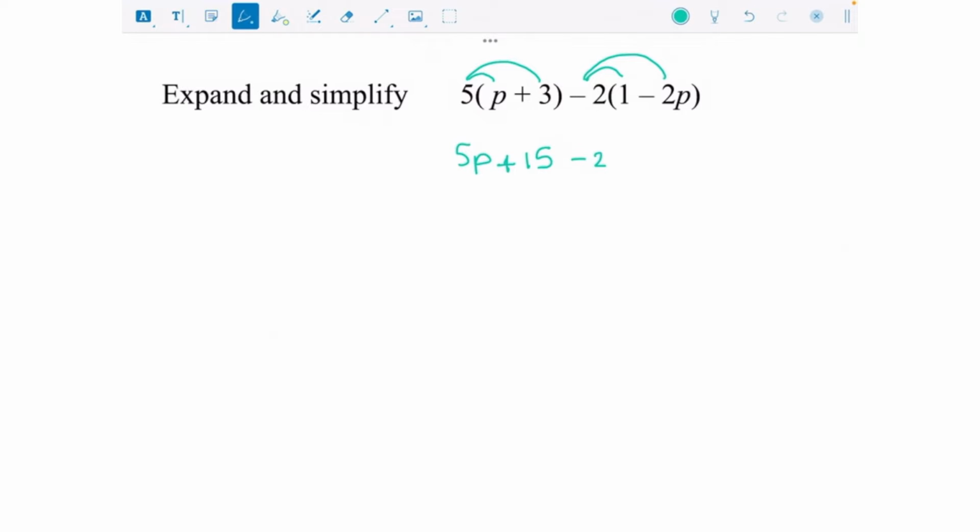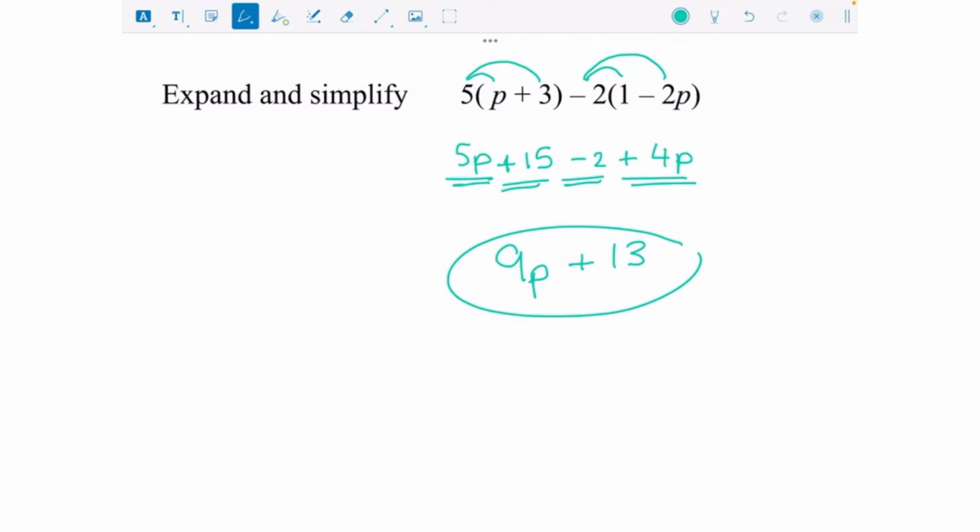And here is why I've done this example. This is such a common mistake that I see. So minus 2 lots of minus 2p is positive 4p. So a negative times a negative is a positive. And now we can collect up our like terms. So I've got positive 5p, add 4 more p's, so that's 9p. And then I've got positive 15, take away 2, which is positive or plus 13. And that would be my final answer for that question.